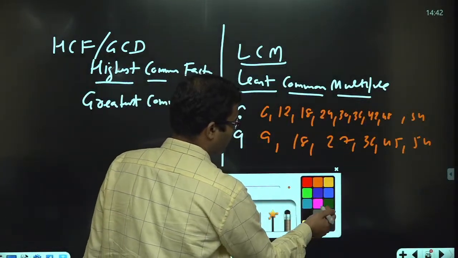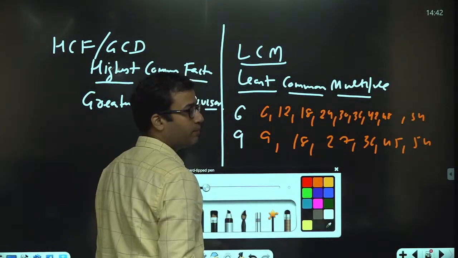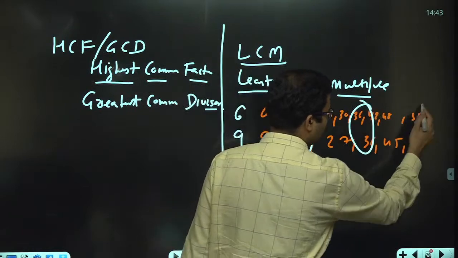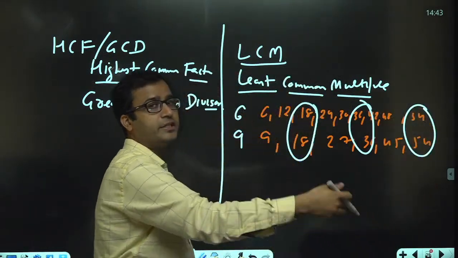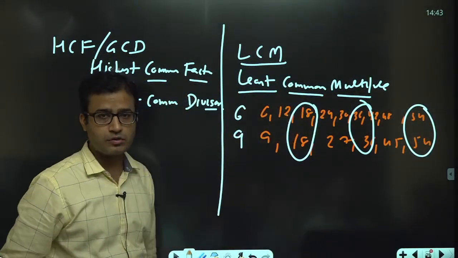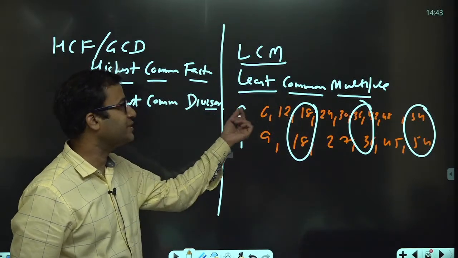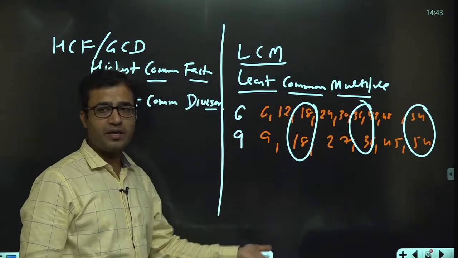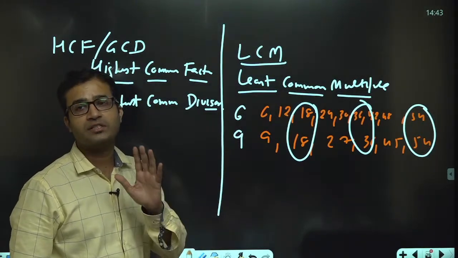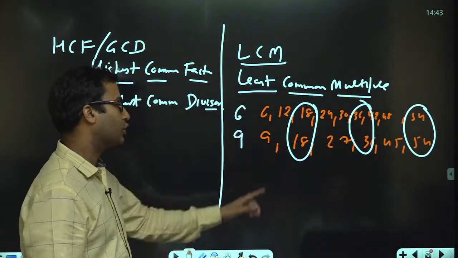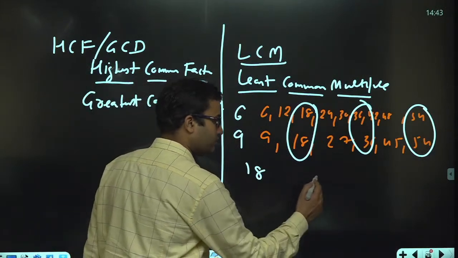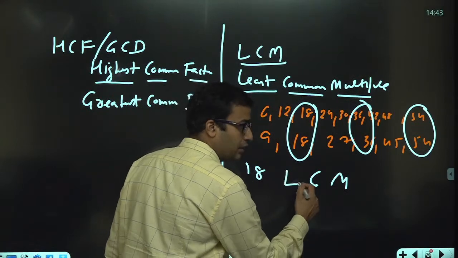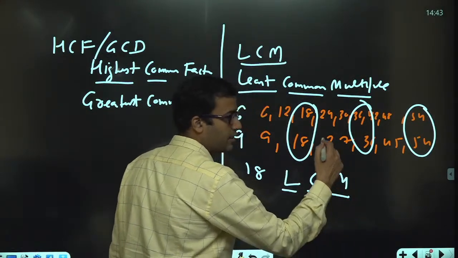Out of these multiples, we have to see the common multiples. What are the common multiples? 18, 36, 54, 72, 90 and so on. But the word says least common multiple. So out of these common multiples, tell me which one is the least. 18. So can I say 18 is a common multiple, and out of the common multiple list, the least is the LCM.